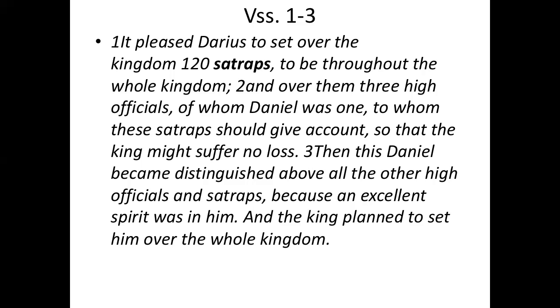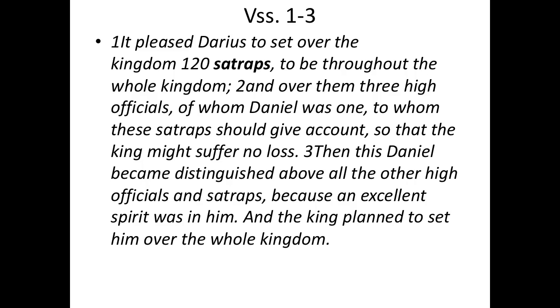"It pleased Darius to set over the kingdom 120 satraps." You're going to see the word satraps also in the book of Esther, because Esther takes place in the Persian kingdom, right? It says Persia and Media, right here in the first chapter. So he's got 120 satraps working for him, and over them three high officials. Daniel is one of these three high officials. He's almost second in charge, along with two other guys, over this kingdom.